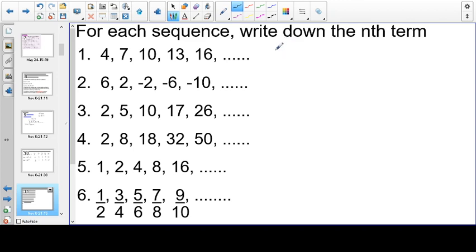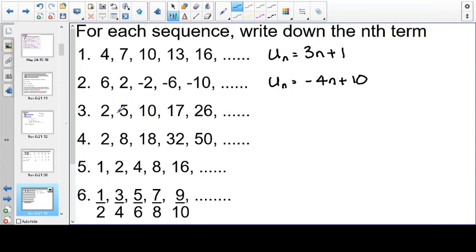Okay, so the first one, going up by 3 each time, so that's 3n plus 1. The second one is going down by 4 each time, so that's going to be minus 4n plus 10.